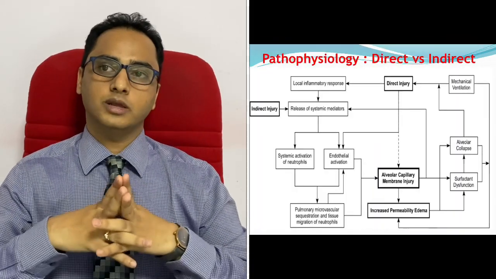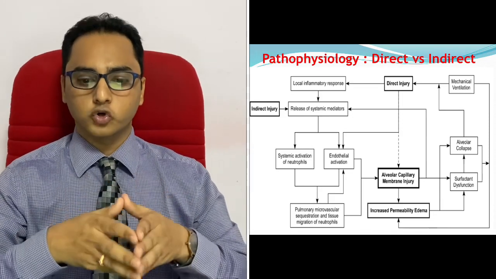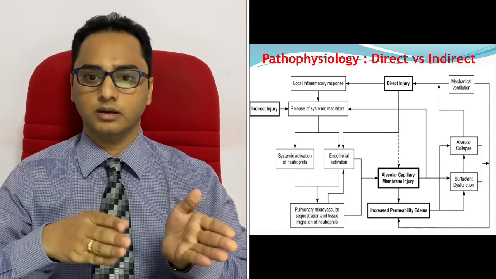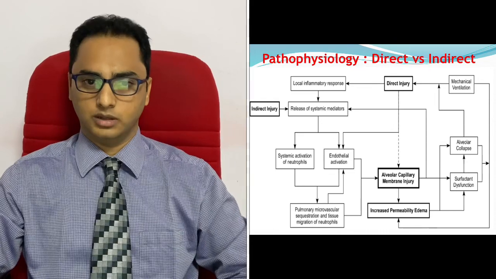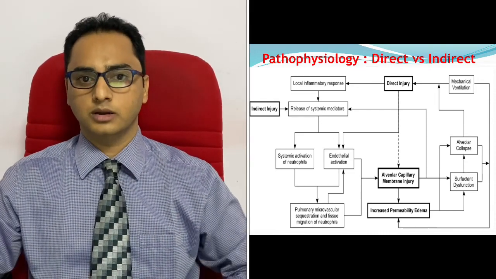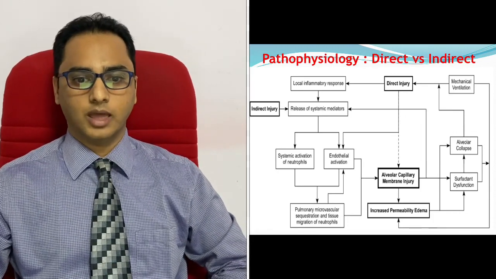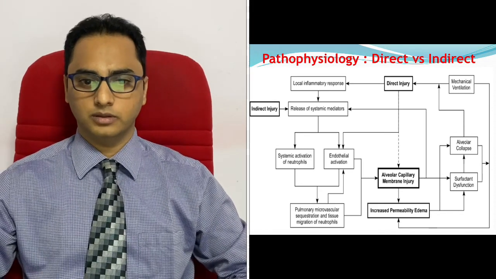Again, coming to pathophysiology, we know that there is something called direct versus indirect lung injury. The most common cause for ARDS is the indirect cause, that is sepsis. Indirect cause is the most common, but among the direct causes, pneumonia is the most common. Why do we have to understand the difference between direct versus indirect? There are lots of therapeutic targets in terms of the origin of this ARDS.